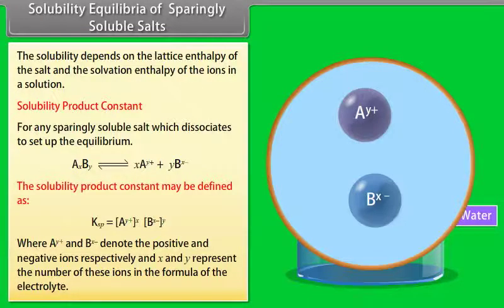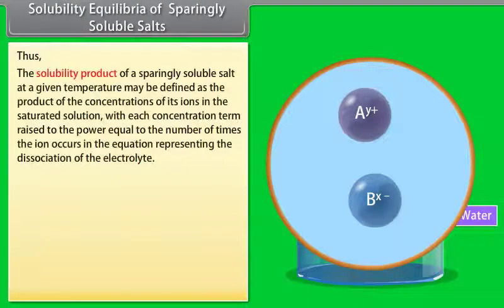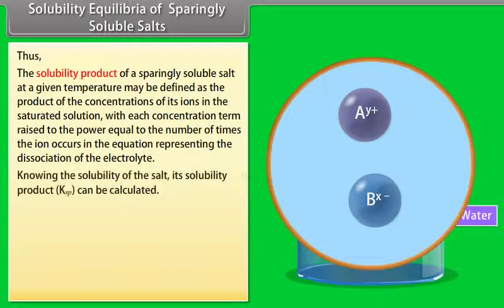and x and y represent the number of these ions in the formula of the electrolyte. Thus, the solubility product of a sparingly soluble salt at a given temperature may be defined as the product of the concentrations of its ions in the saturated solution, with each concentration term raised to the power equal to the number of times the ion occurs in the equation representing the dissociation of the electrolyte.